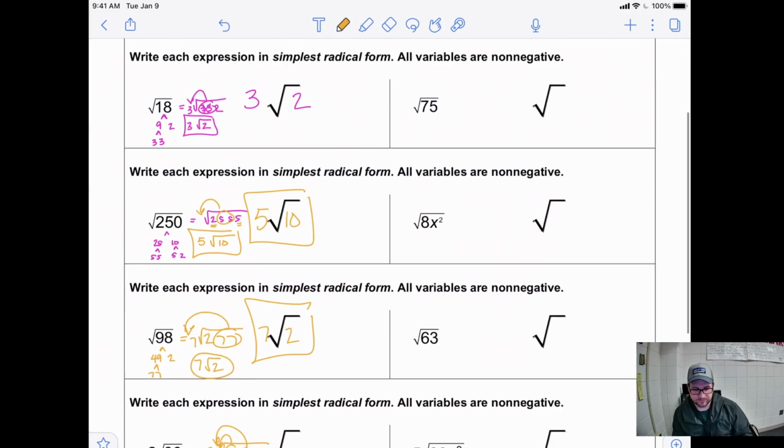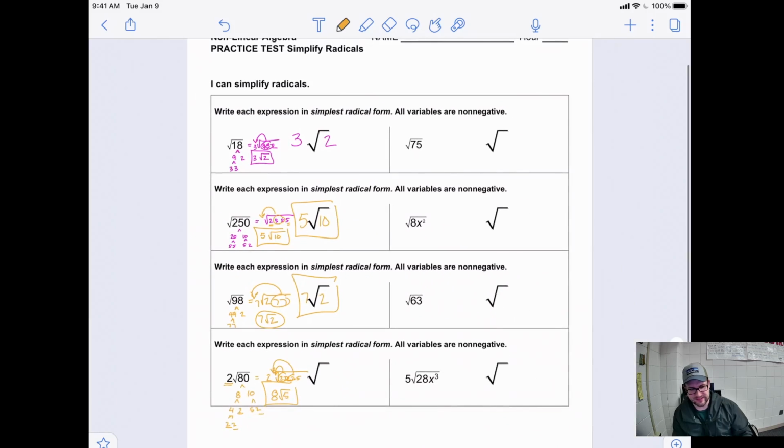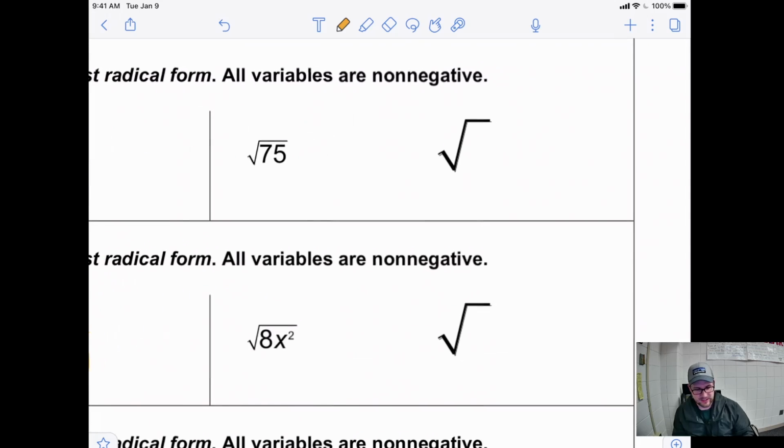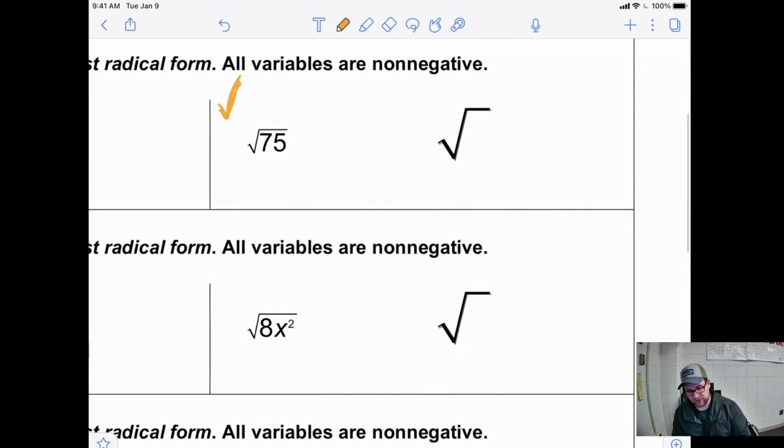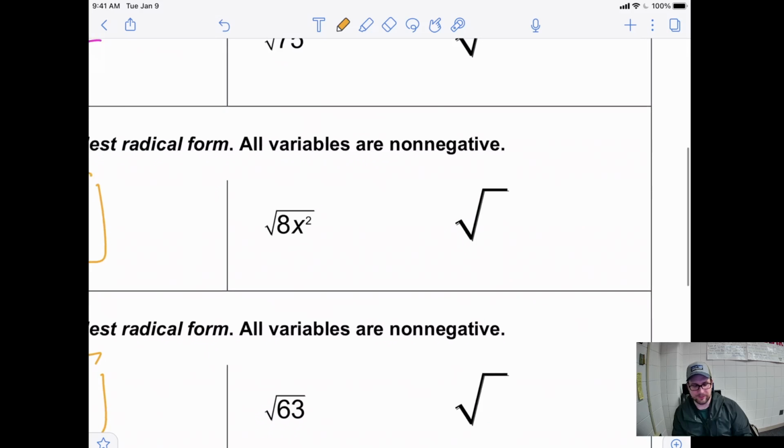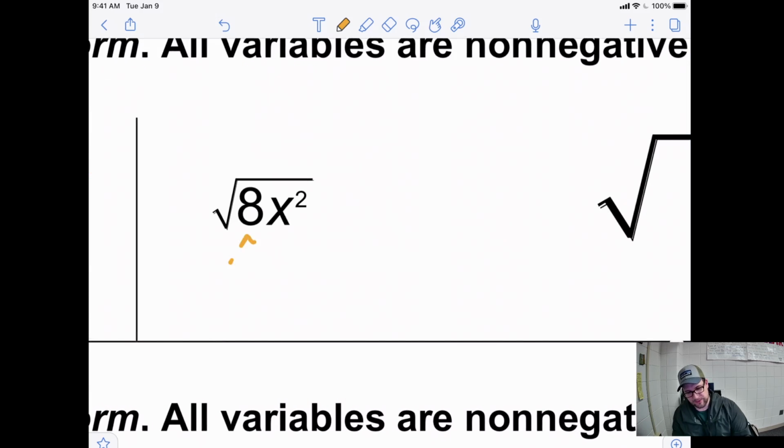Now, looking over here at the other side, I'm going to save some of these for you. I don't think I'm going to do all of them, but square root of 75, you can handle this problem. Just do it. Looking down here at the square root of 8x squared. This one adds in a variable. So let's talk about what that does. You're going to break down the number the same way. 4 and 2, 2 and 2. And you're going to rewrite it the same way with just the number.